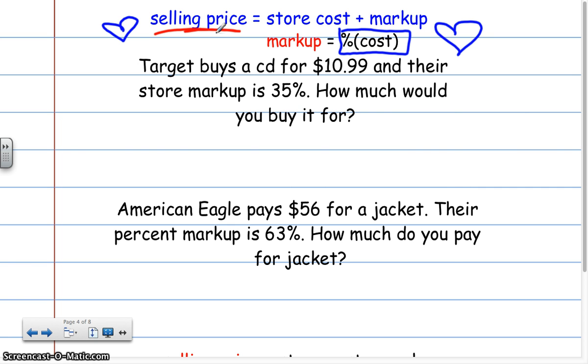Now, let's say Target buys a CD for $10.99. That's how much they paid for the CD. And their store markup is 35%. How much do I pay for it? So their selling price, I'm going to just say SP, selling price, is equal to their cost. Well, how much did they pay for it? $10.99. Plus my markup. Well, markup is 35% of my $10.99.